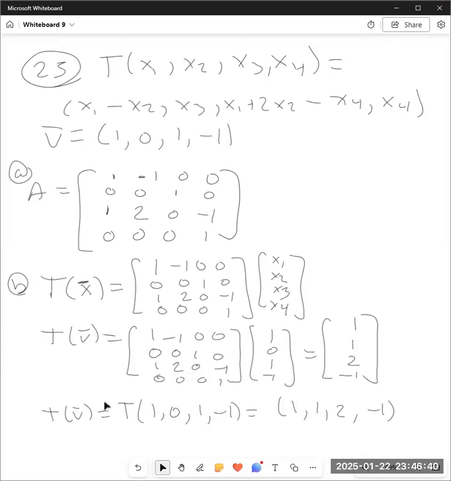Let's move on now to number 35. And 35 asks us to find the inverse of the linear transformation. So we're going to use that by finding the inverse of the matrix.